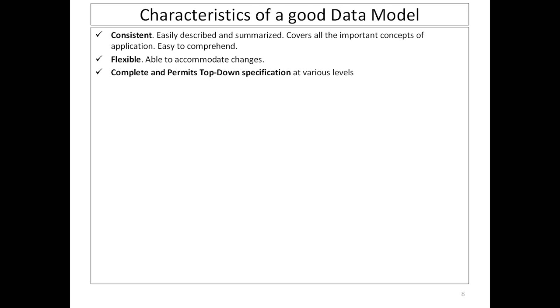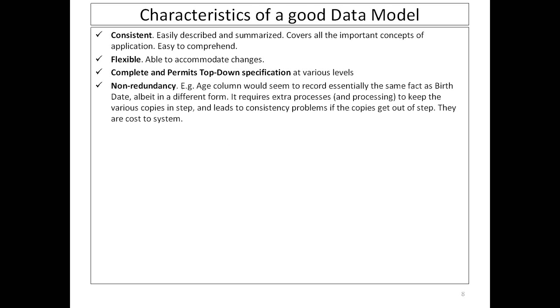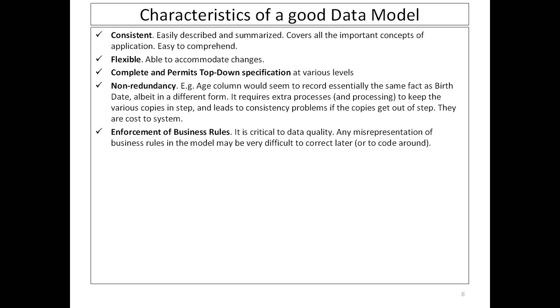So characteristics of a good data model would be: it needs to be consistent, it needs to be flexible, that is, able to accommodate changes, and it needs to be complete. The most important thing is it needs to be complete and should permit top-down specification at various levels. Now, a complete data model many a time is not possible. Rather, a model could be a means to an end, but it cannot be an end of data. It cannot be an end.